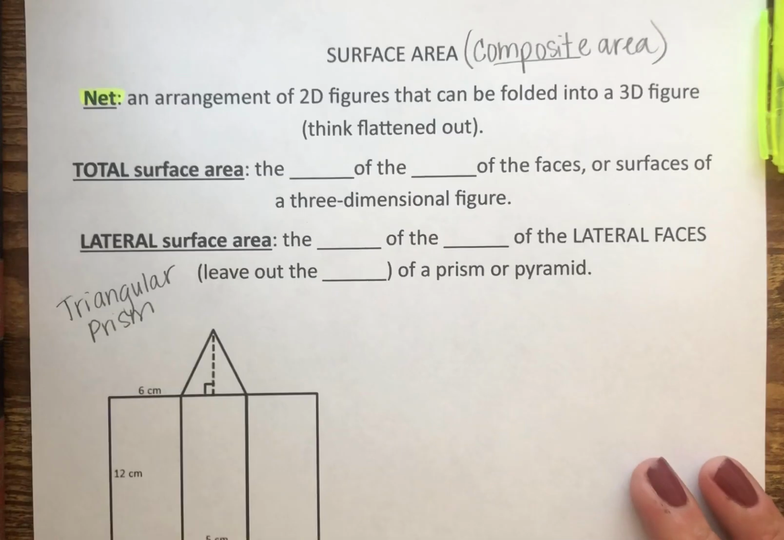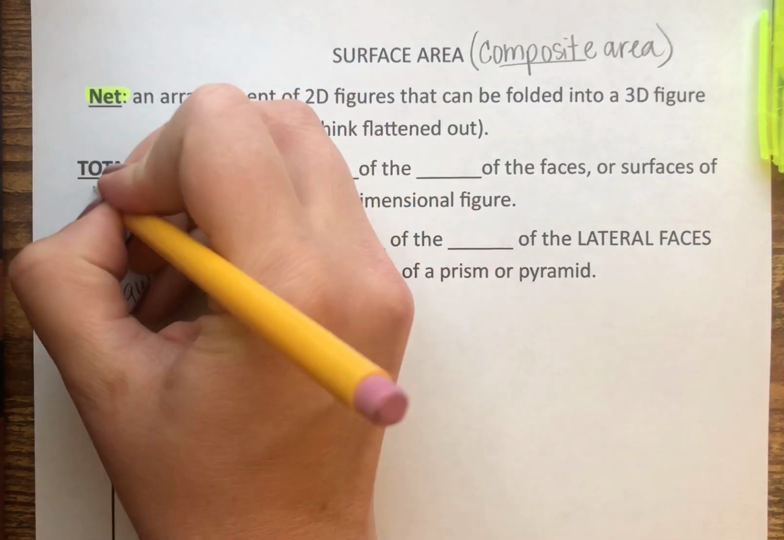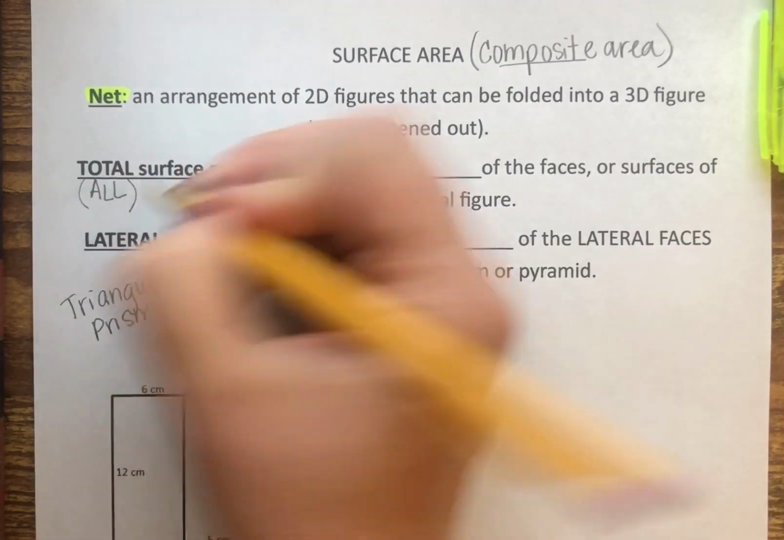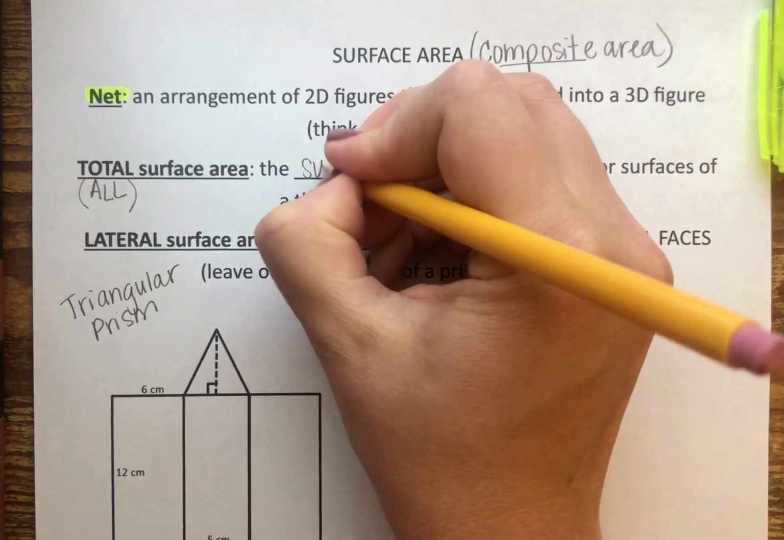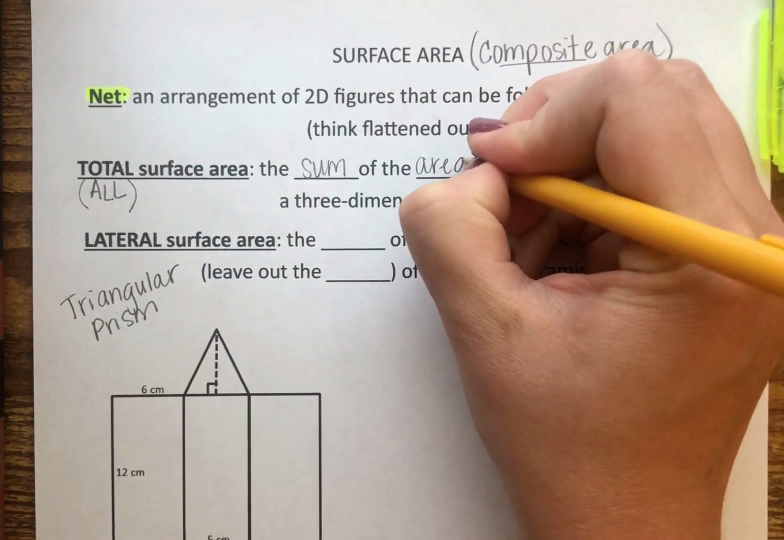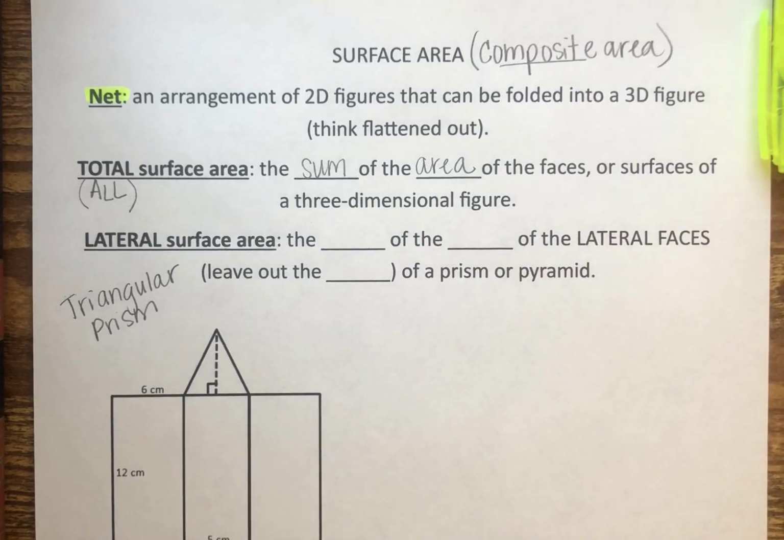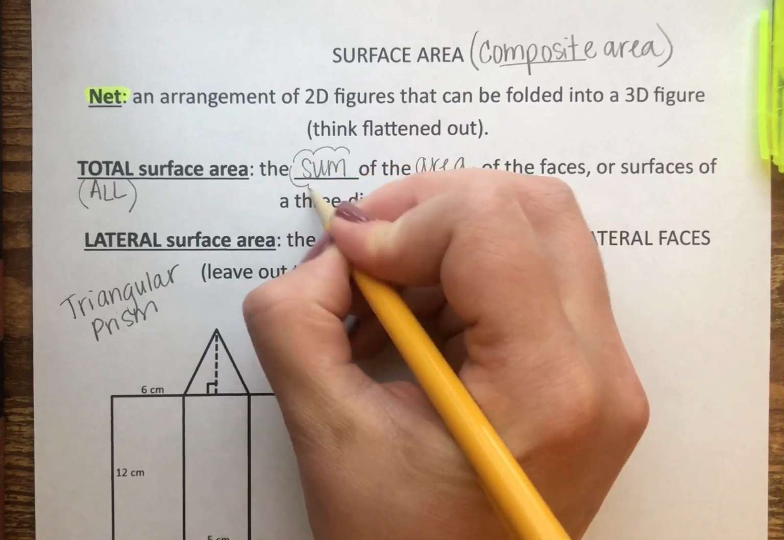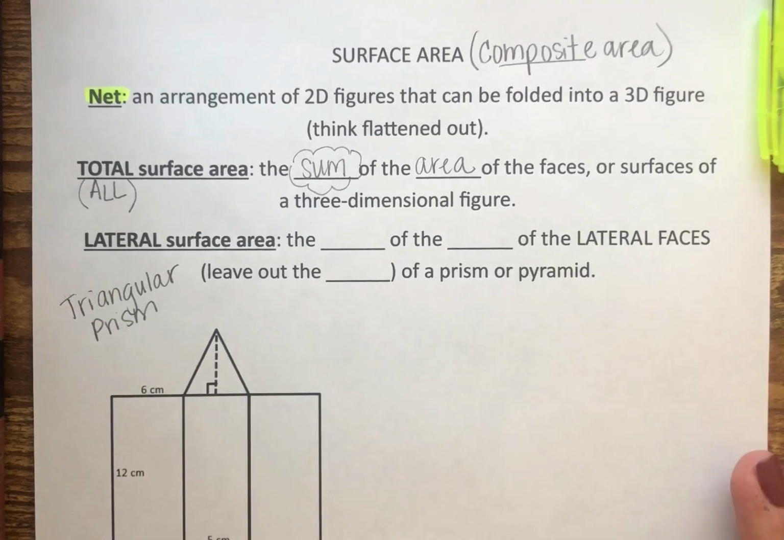So let's talk about what total surface area is. In total, you're gonna see that word, that's gonna mean all. So absolutely, when you think total, think all of it. So total surface area is the sum, which means we're gonna add some things together, the sum of the area of the faces, surfaces of a three-dimensional figure. So total surface area, this word sum means add together all of the areas. So we're gonna do that first.